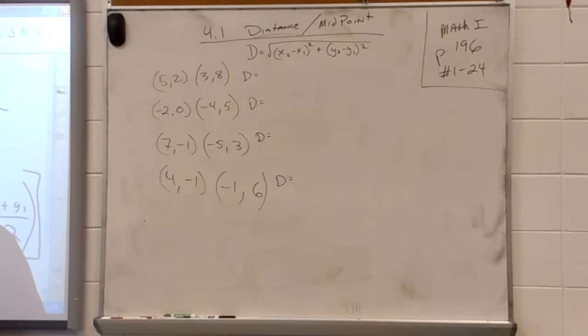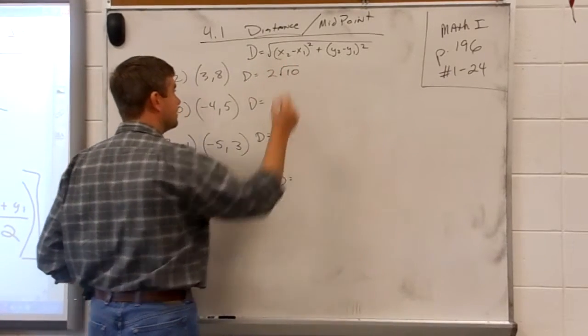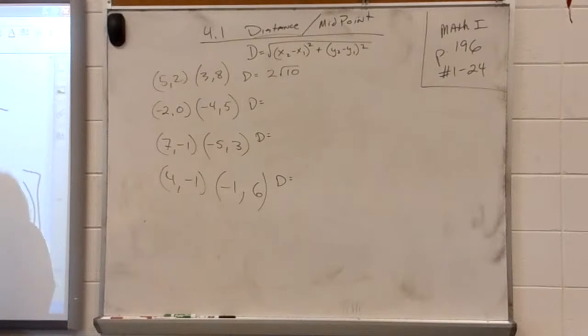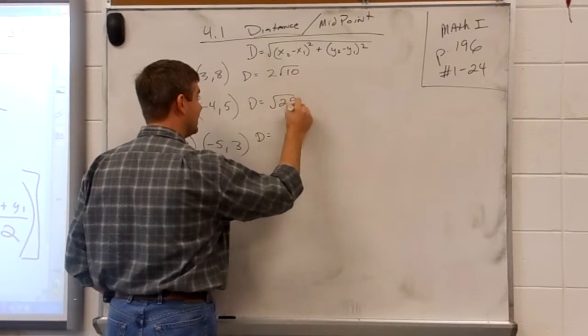Who can tell me the answer for number 1? Outstanding. Exactly right. 2 root 10. Very good. Alright, how about number 2 here? The second one. Logan? Root 29. Correct. The square root of 29.